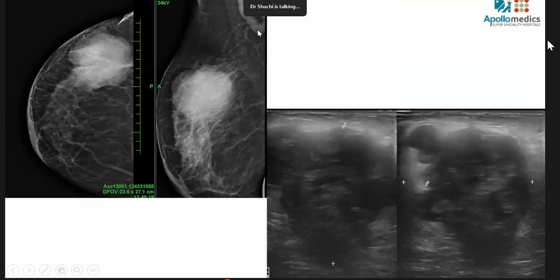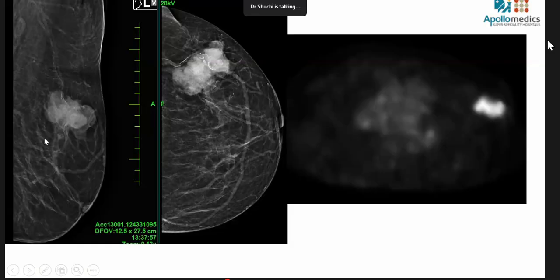Then this was phyllodes, which we discussed already. Then this was a lesion with multiple lobulations. MR was done, and this was the diffusion restriction we got for this patient.